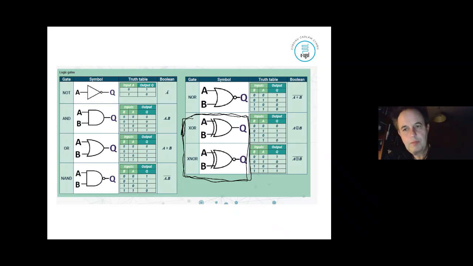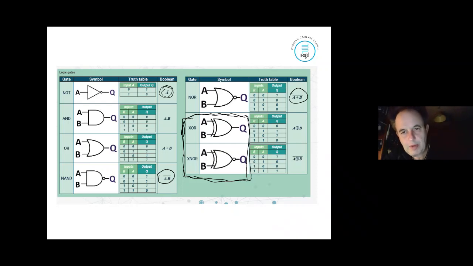Now please also remember how to draw the Boolean for each one. Anything with a line on top of it means it is a NOT gate of some sort. So you've got the AND, you've got the OR. AND is with a dot, OR is with a plus sign. Then we've got a NAND gate, so there's a line on top. With the NOR gate, the line is on top again, indicating a NOT function. And with the XNOR, notice that there's a line on top as well.